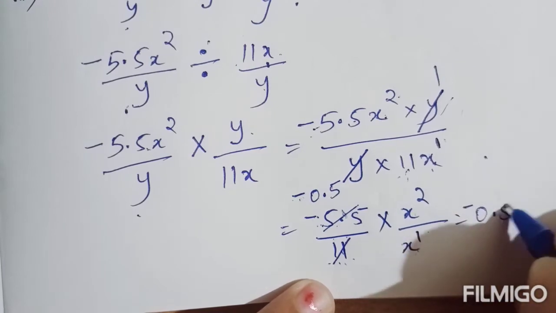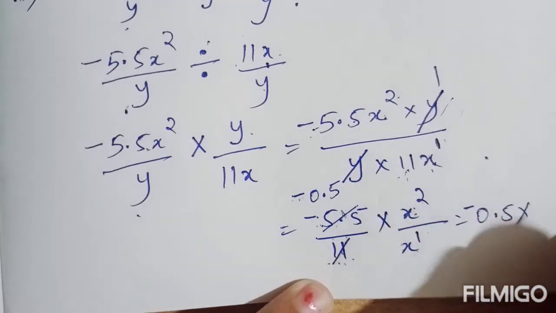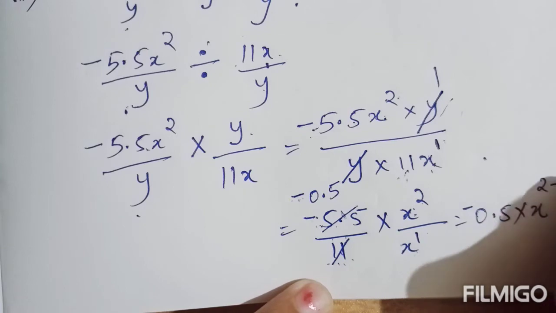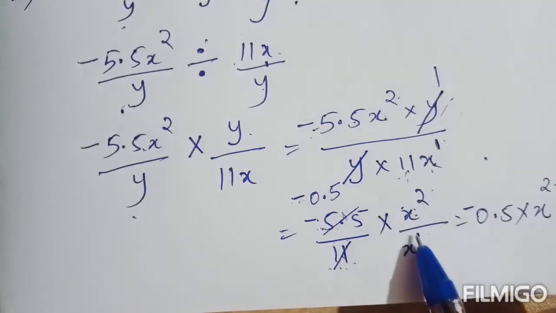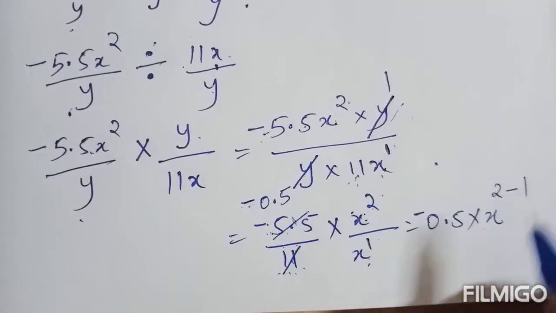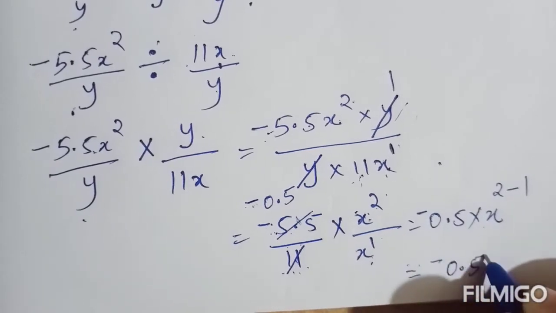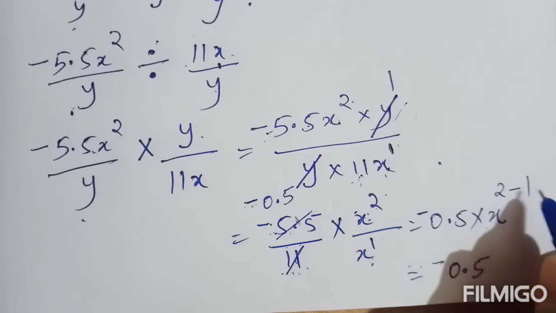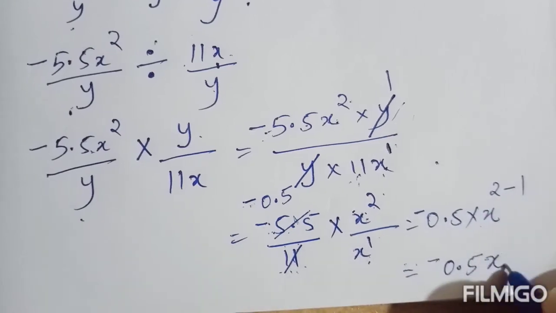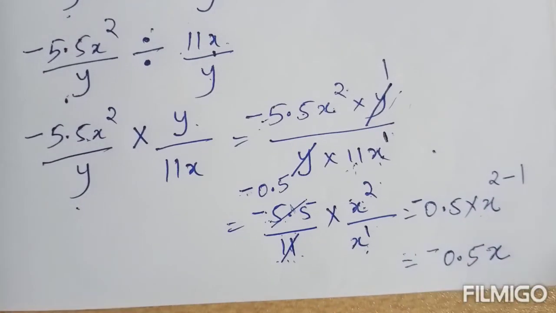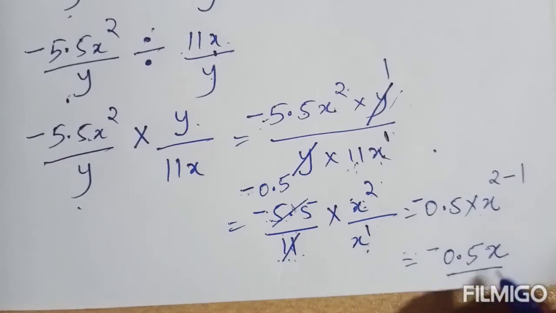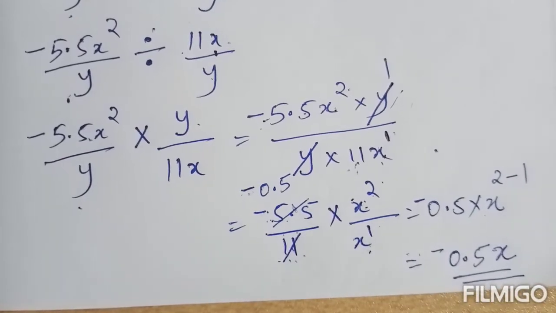Minus 0.5 into, on applying the quotient law here, you will get x raised to 2 minus 1. x square by x raised to 1 is x raised to 2 minus 1, applying the quotient law. So what you will get: minus 0.5 x raised to 2 minus 1, which is x raised to 1. You can simply write it as x. So this will be the answer, minus 0.5x.